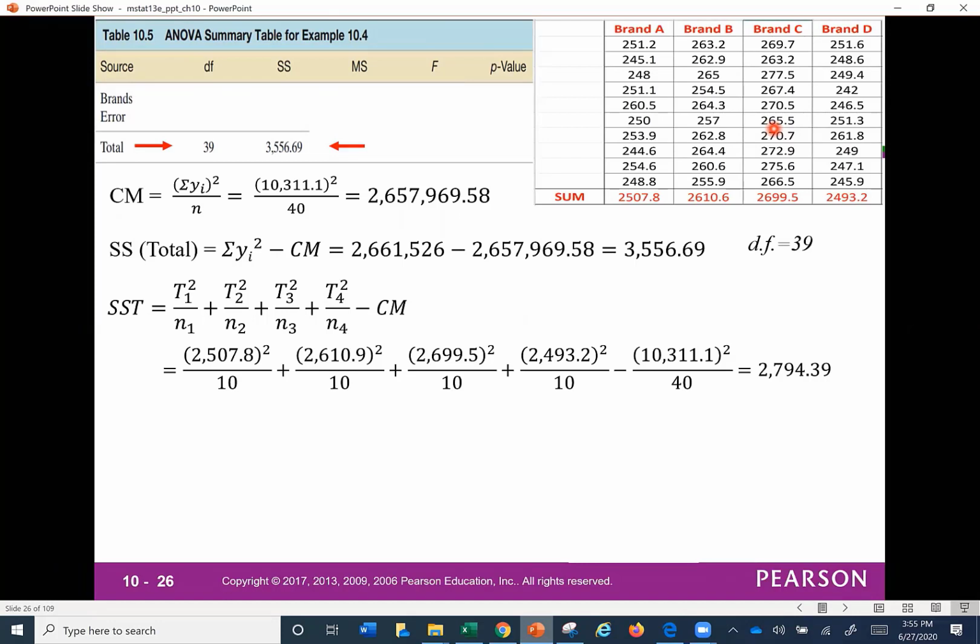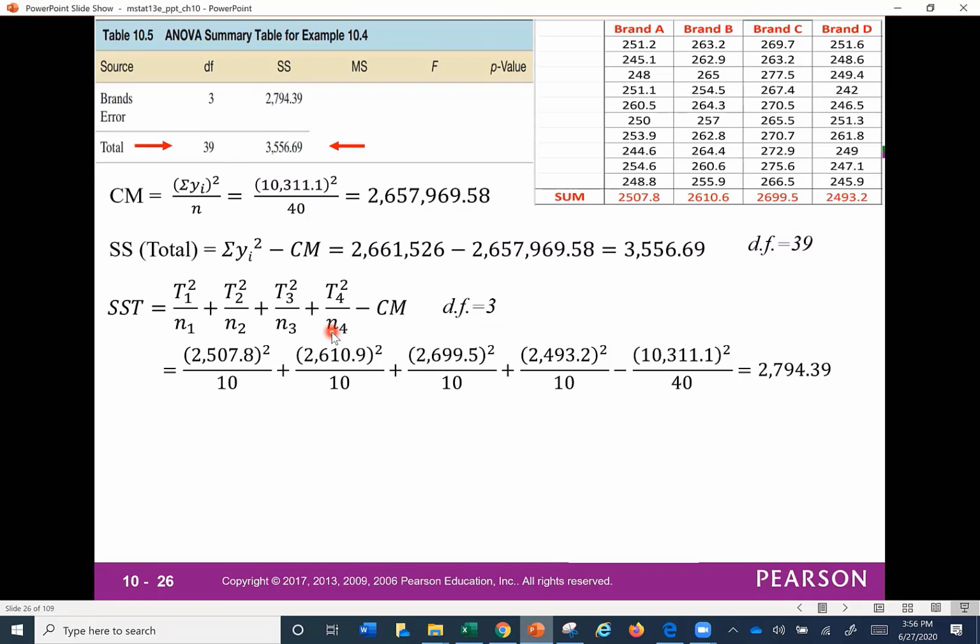The degrees of freedom for the sum of squares treatment: because in the original formula we use only 4 means, we have 4 means, then the degrees of freedom should be 4 minus 1. 4 minus 1 will be my degrees of freedom, which is 3. And we need to write this value here and here for the degrees of freedom. That is treatment, in this case, brands.